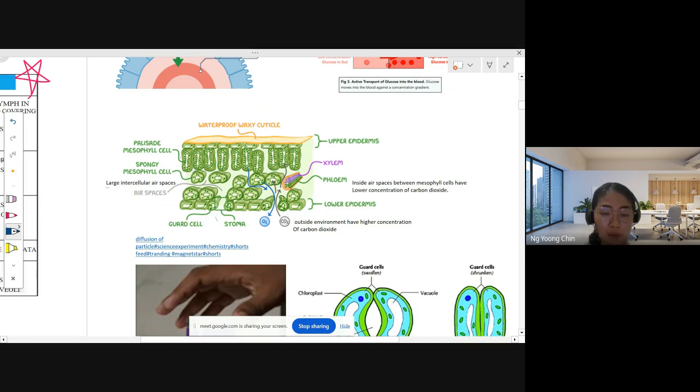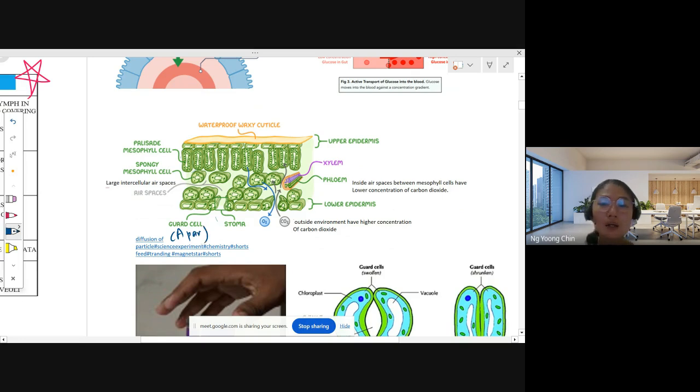So the stoma, or the stomata, actually is a kind of hole found on the lower epidermis. So they are made of the guard cell. Okay, there's a pair of guard cells that help to produce the stoma. This is a pair of guard cells. A pair of guard cells help to produce a stoma.